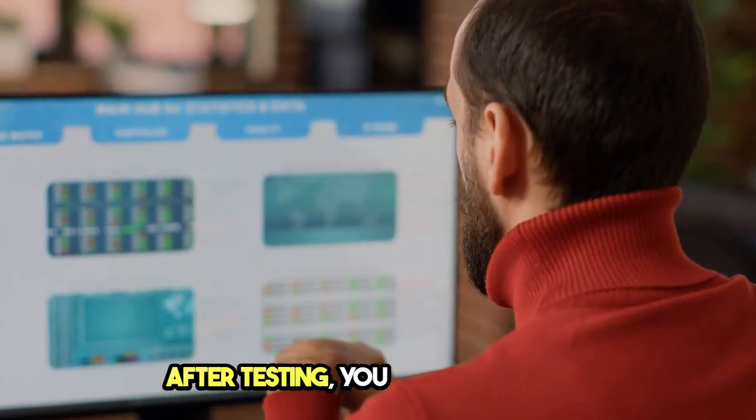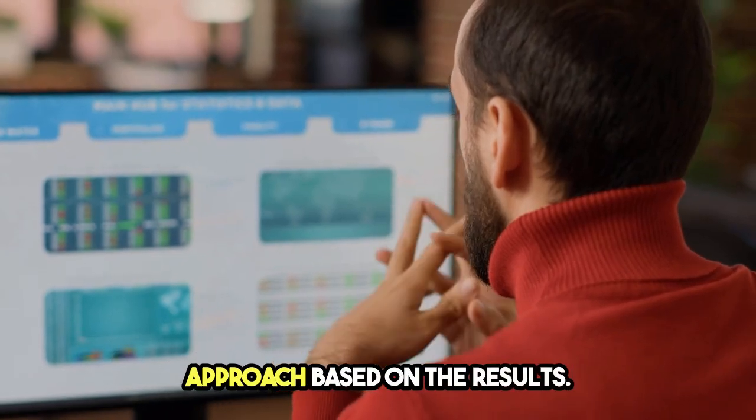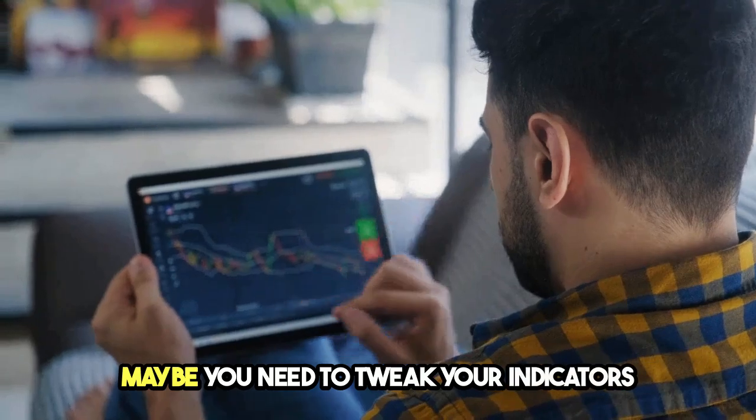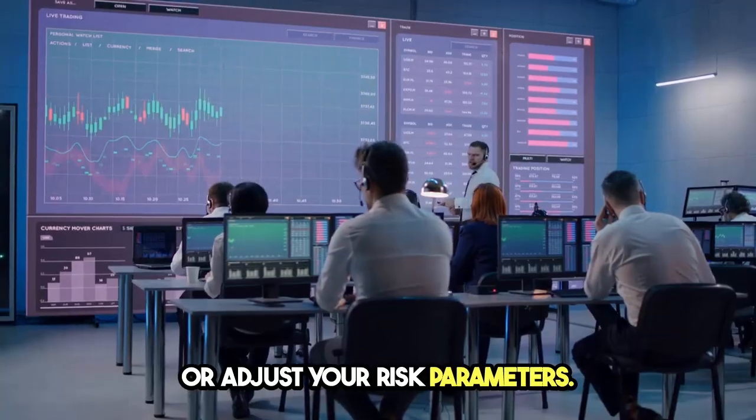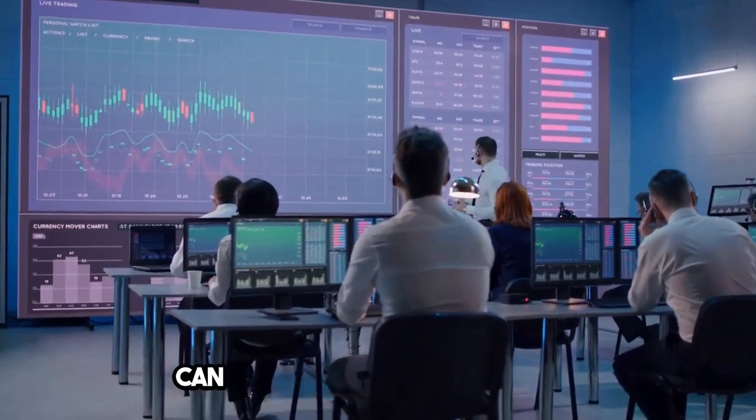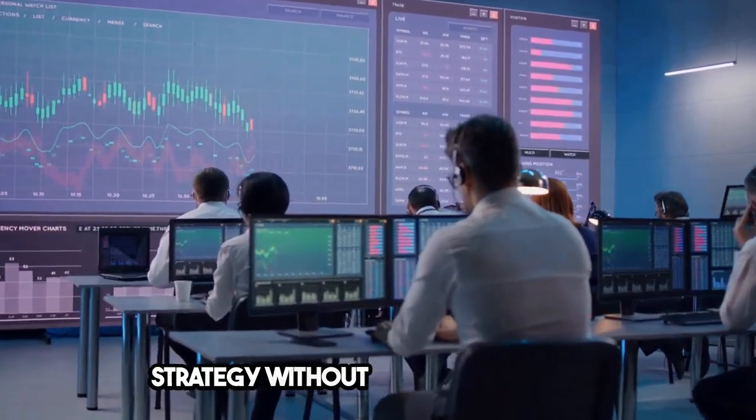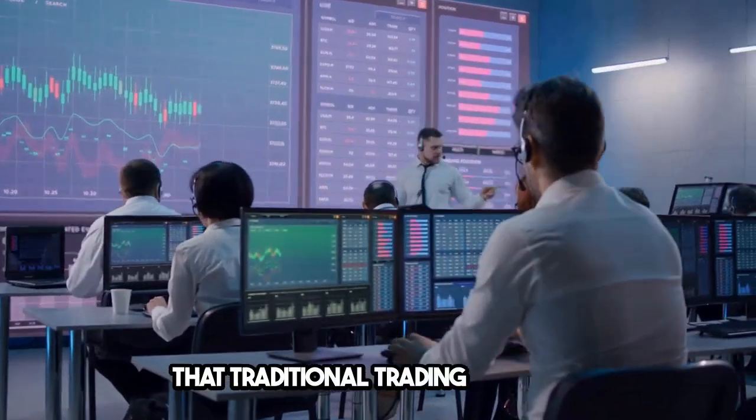After testing, you can refine your approach based on the results. Maybe you need to tweak your indicators or adjust your risk parameters. The beauty of automation is that you can continuously optimize your strategy without the manual effort that traditional trading requires.